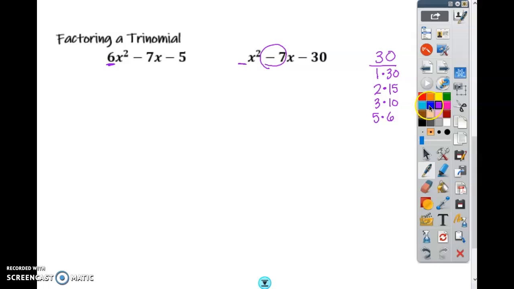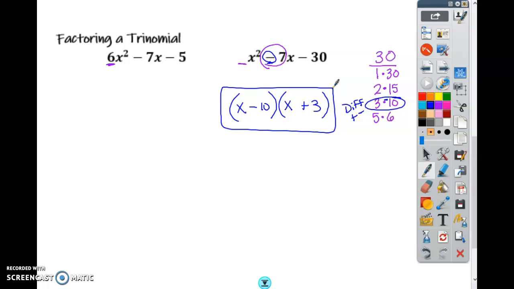Okay? Which one of those gives me a sum or a difference of 7? When I add or subtract them? 10 and 3, right? If I subtract them, so that's a difference. So one's going to be plus, one's going to be minus. The bigger number is going to take that symbol. So the 10 is going to be negative. So here we go. My factors are x times x, negative 10 and positive 3.